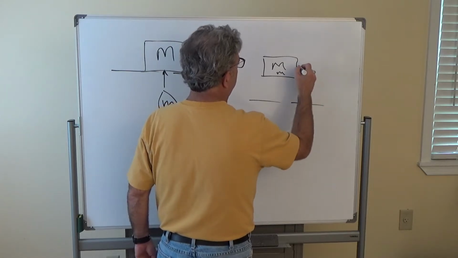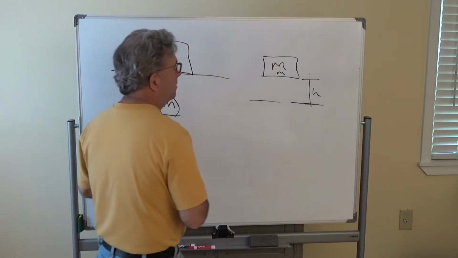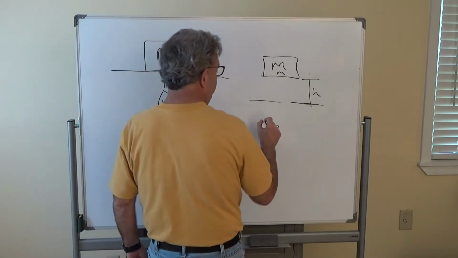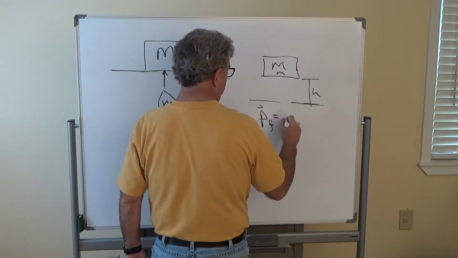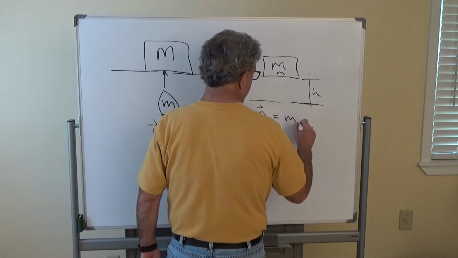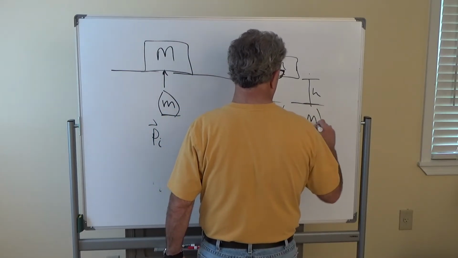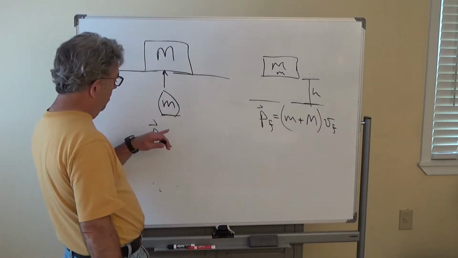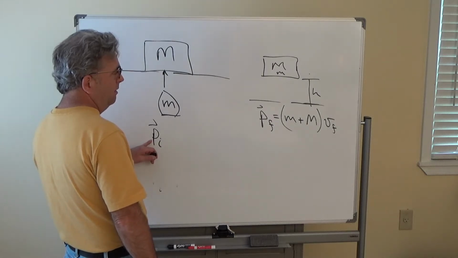Okay, it's risen up to some height h. All right. Momentum is conserved, so if you figure out the final momentum, P final is equal to m plus big M times V final, and that's going to equal P initial, all right?